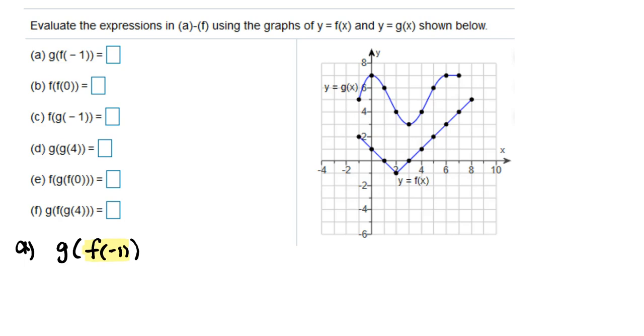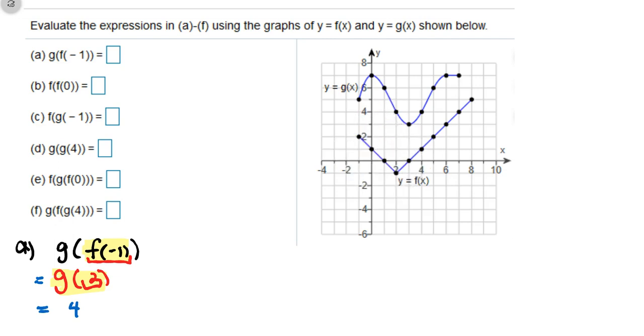So on my graph, I want to go to where x is equal to negative 1, go up to the graph of f, and find the y value, which is 2. So f of negative 1 is 2. So I've replaced this f of negative 1 with a 2. So now I want to find g of 2. So I'm going to go to where x is 2, go up to the graph of g, and go over to get the y value, and that y value is 4. So g of 2 is 4. And then completing the problem, g of f of negative 1 is equal to 4.